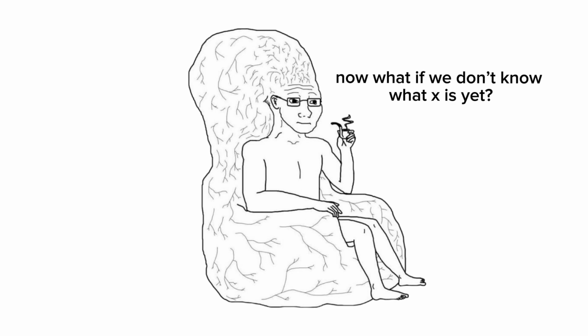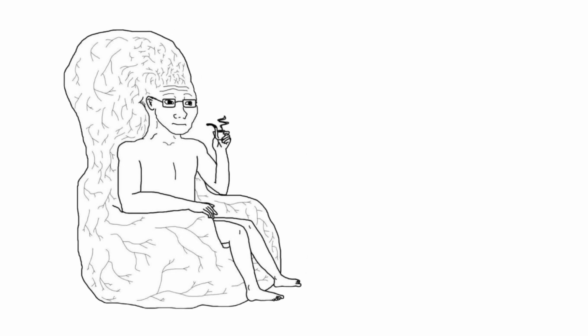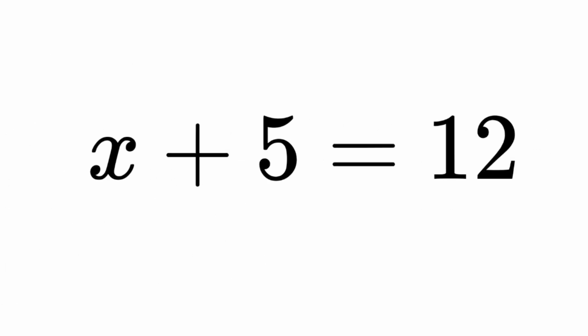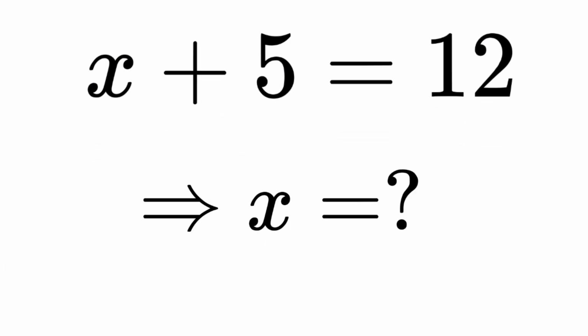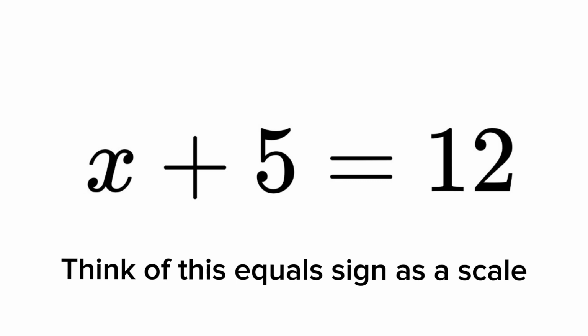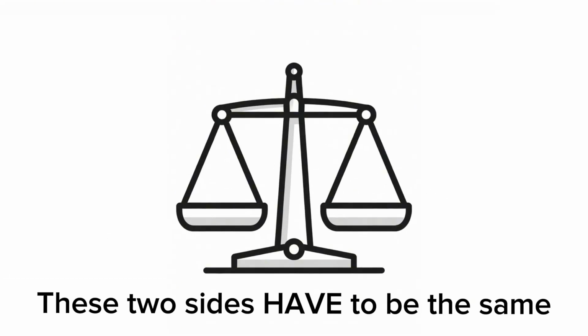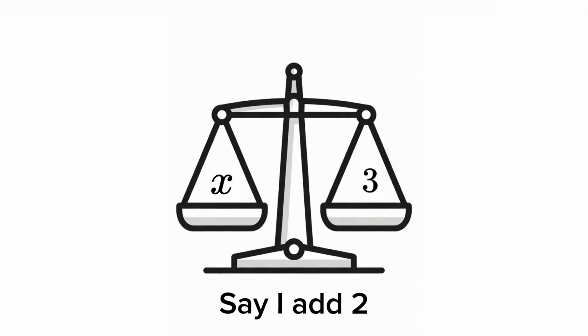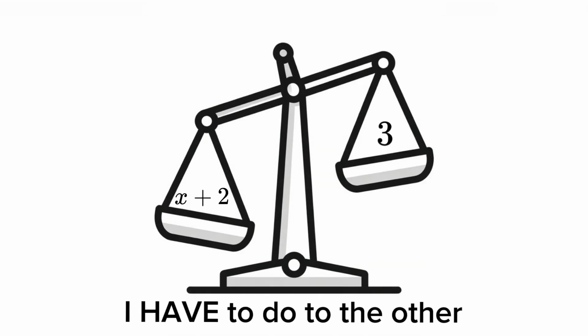Now what if we don't know what x is yet? Say x plus 5 equals 12. We want to know what x equals. To do that, we need to rewrite this equation, so x is by itself on one side. Solving for x is pretty much the whole point of algebra. Think of this equals sign as a scale. These two sides have to be the same. So, whatever I do to one side, say I add 2, I have to do to the other.